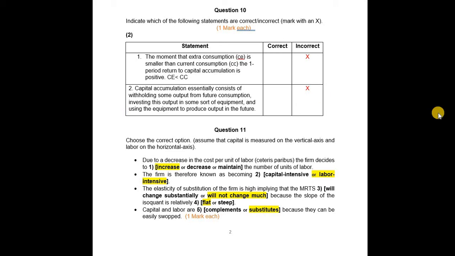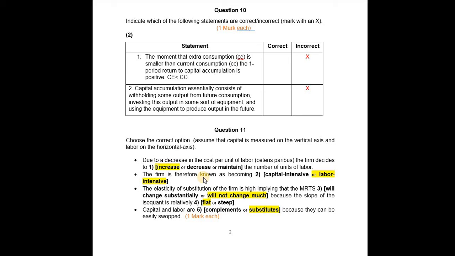Okay, so let's go to question 11. Question 11 says, choose the correct option. Assume that capital is measured on the vertical side and labor on the horizontal side. Then the first statement says, due to a decrease in cost per unit of labor, ceteris paribus, the firm decides to increase, decrease, or maintain the number of units of labor.